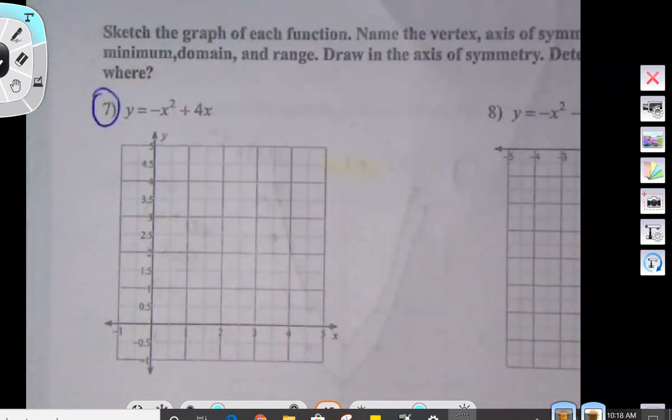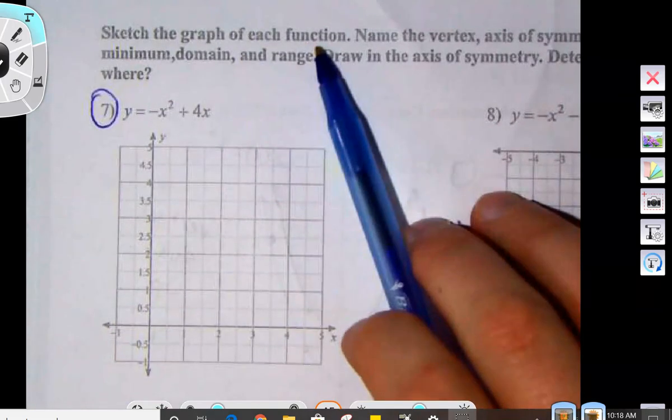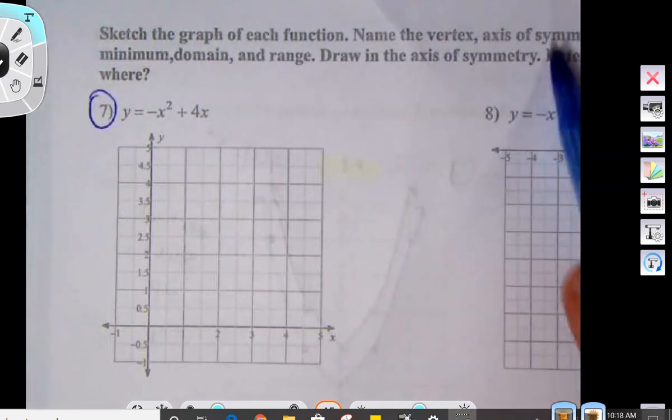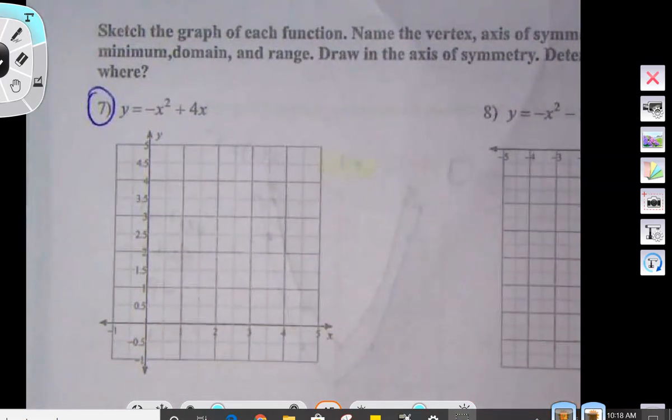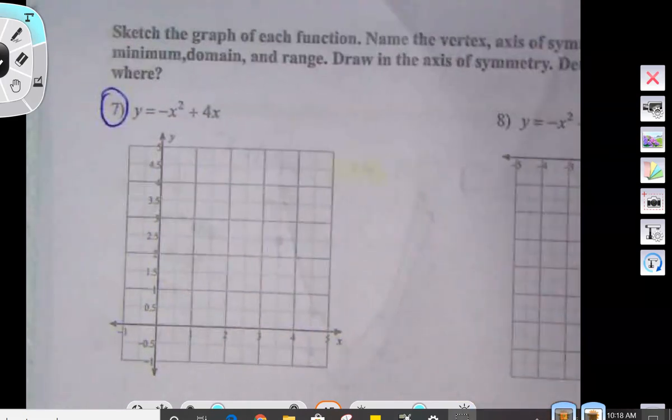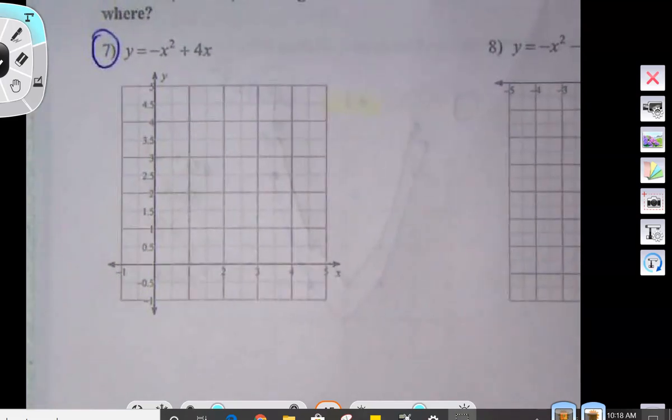So we're going to look at 7 and 9 on this page. We have to make sure we answer all of these. It says sketch the graph of each function. We need to name the vertex. We need the axis of symmetry. We need to determine if it is a max or min, the domain and range, and then we want to draw in the axis of symmetry. And we're also going to determine when it's increasing or decreasing.